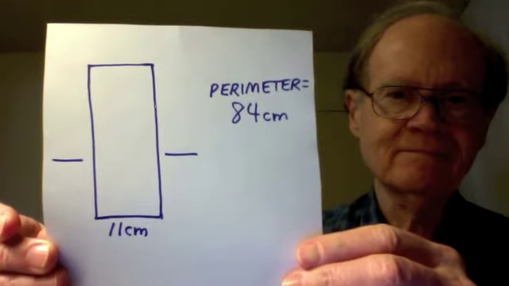Here's another rectangle. And across the bottom it's 11 centimeters. And the perimeter is 84 centimeters. Right. And we want to know how high it is. I would go 84 divided by 11.